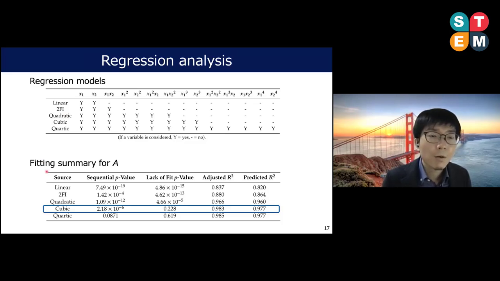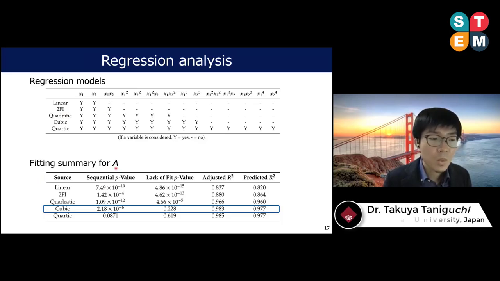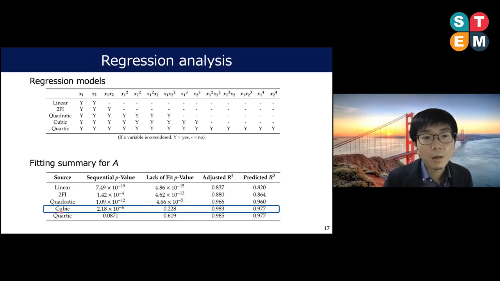Then I show the fitting summary for A, where A is the maximum deflection. As the result of fitting and evaluation, the cubic model was the best fitted model because the p-value is very small, and R squared is also high. So the cubic model is the best fitted function for A.